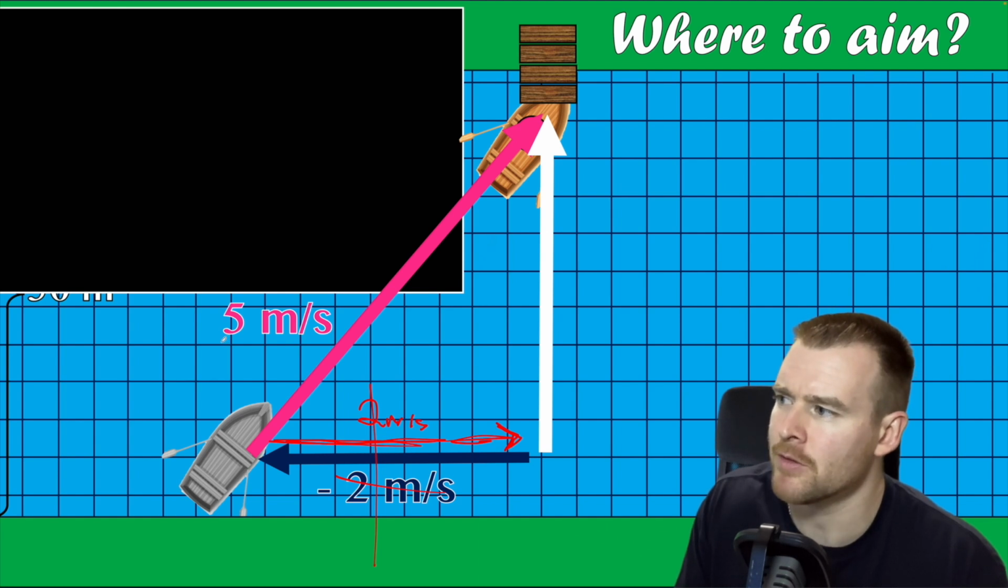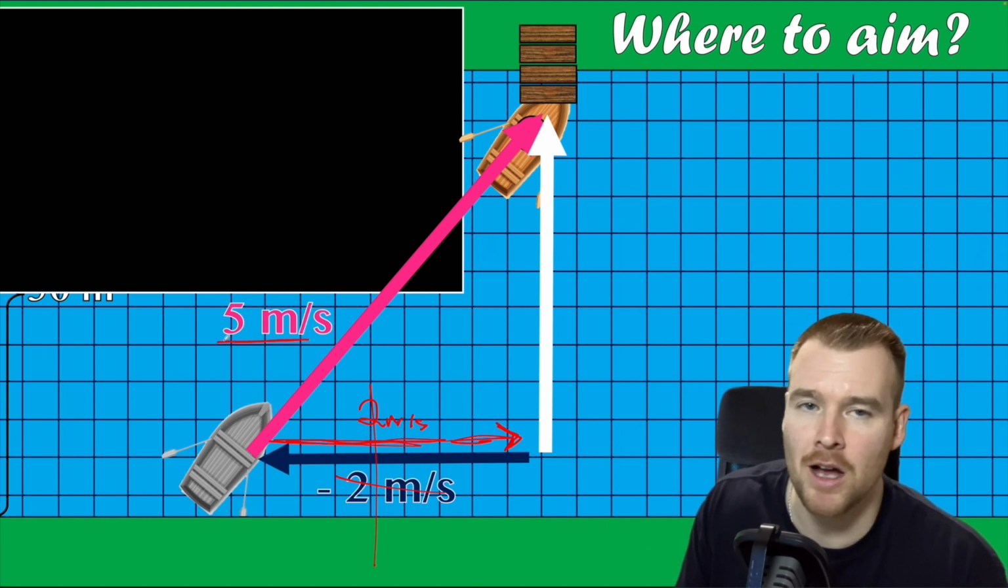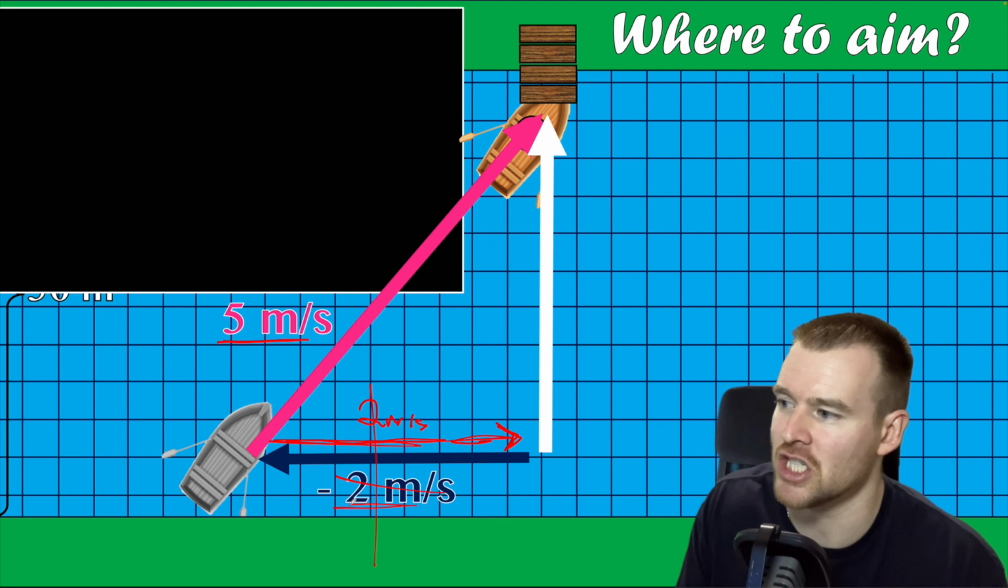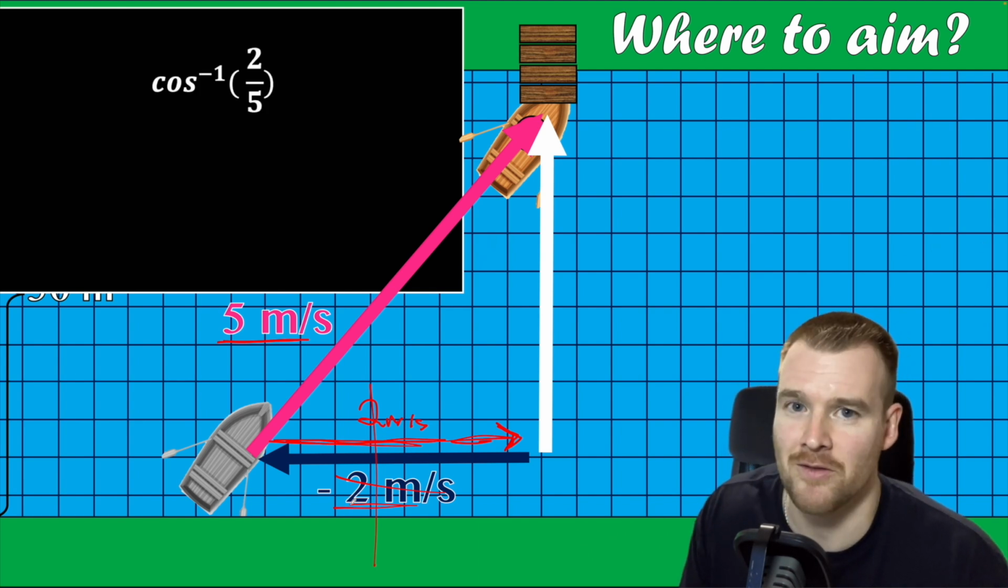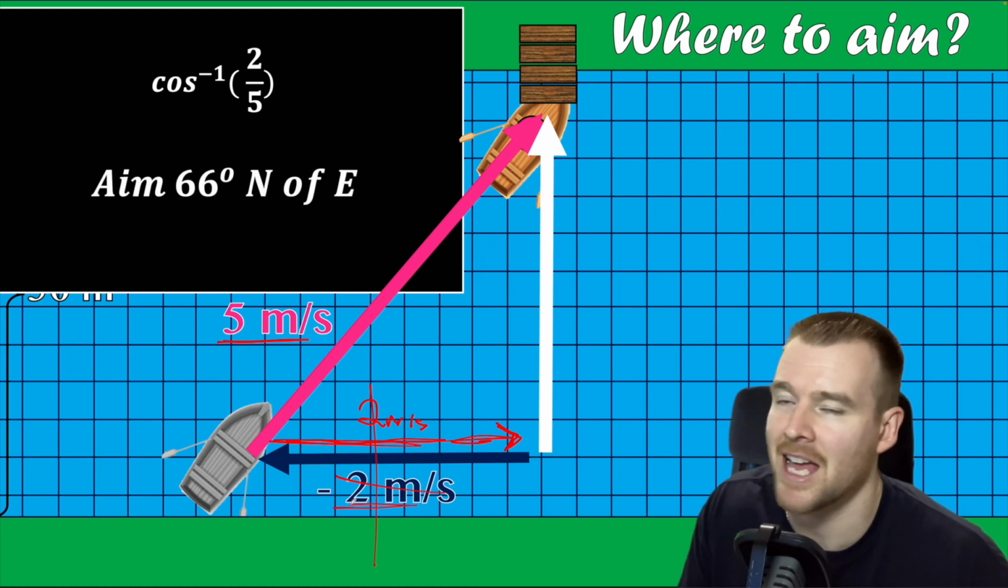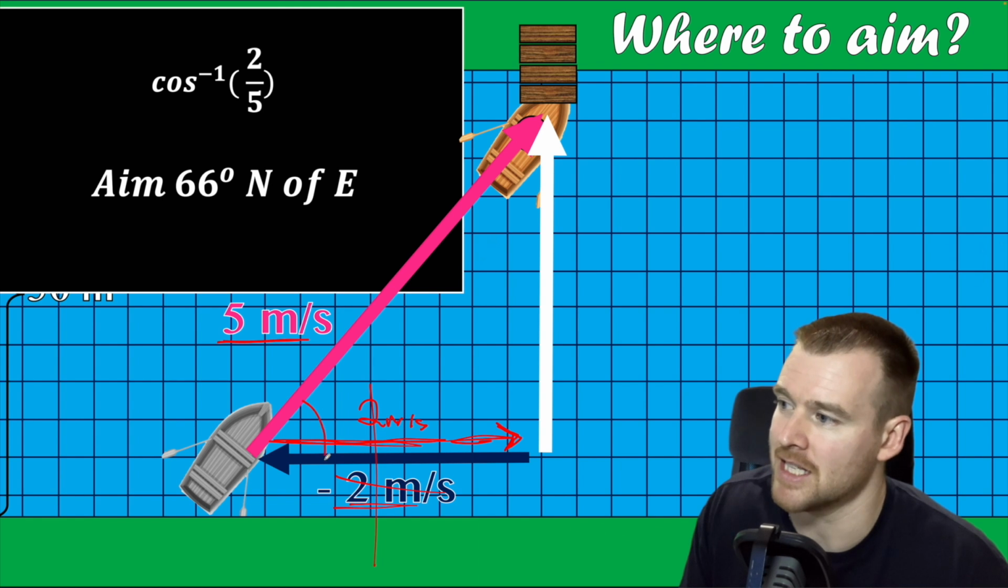But different from last time, now I have the hypotenuse as 5 and the adjacent as 2. So we're going to have to use cosine and the inverse of that to get the angle, 2 over 5, and get that we should aim at 66 degrees north of east. So that's right here. We have to aim north of east.